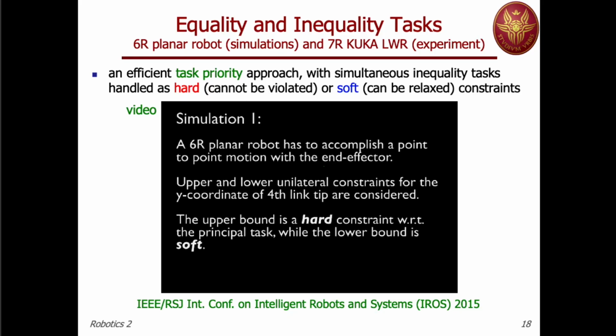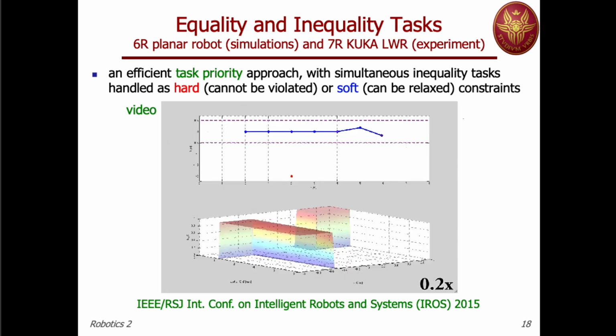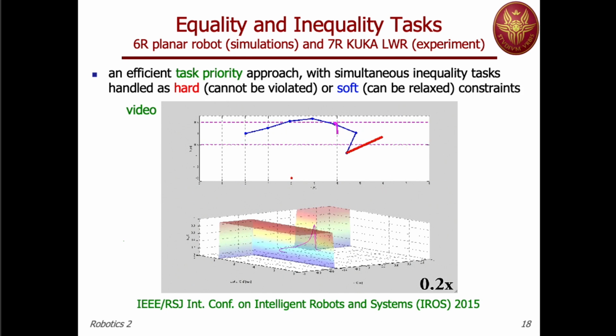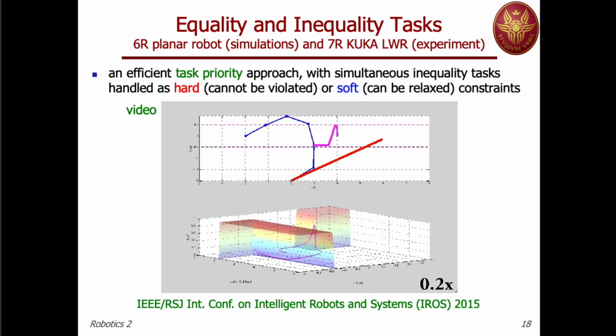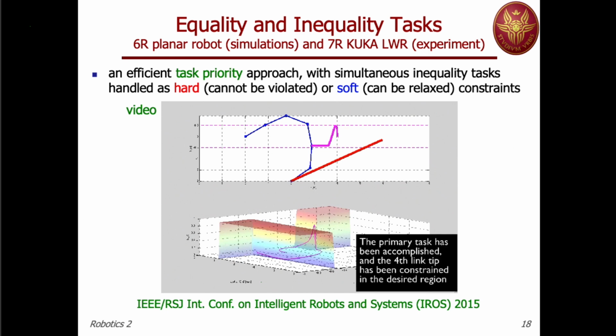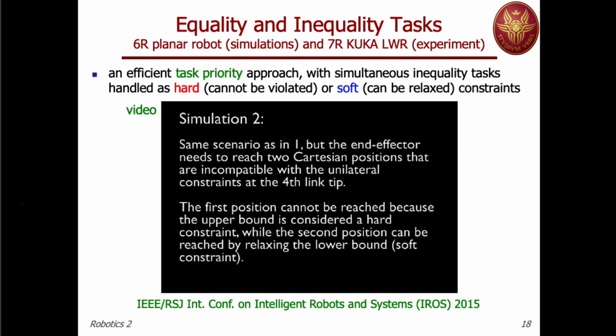So again, we have a 6R planar robot arm that has to accomplish a point-to-point motion with its end effector. And there are upper and lower positional constraints on the tip of the 4th link. You see that the robot is moving its end effector from that point to this destination point, while the 4th joint, actually 1, 2, 3, 4, the 5th joint, so the end of the 4th link, never exceeds that area. Okay? Now, the second scenario, so this is a feasible and hard inequality constraint.